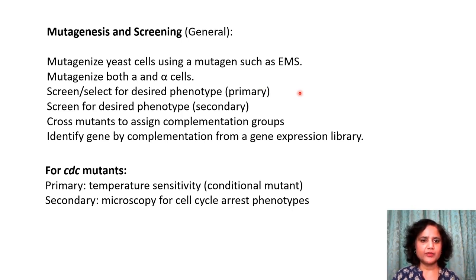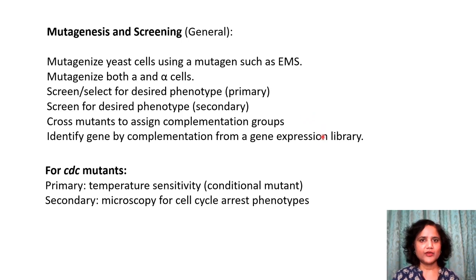And this is followed by screening for the specific phenotype affecting the process you're interested in, using an assay which is designed for this purpose, and this is known as a secondary screen. The various mutants that are obtained are then crossed, that is the a mutants are crossed with the alpha mutants to assign complementation groups. And this actually indicates the number of genes that might have got mutated that are affecting the process that you are studying.